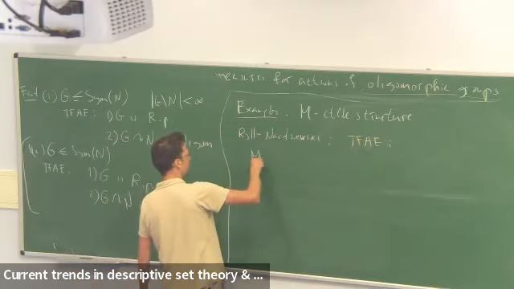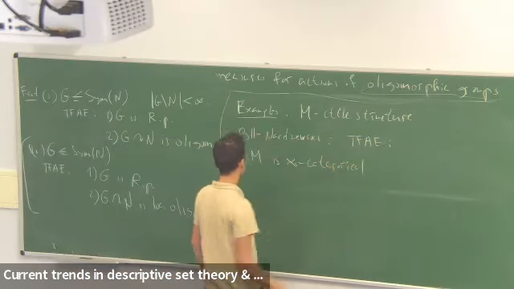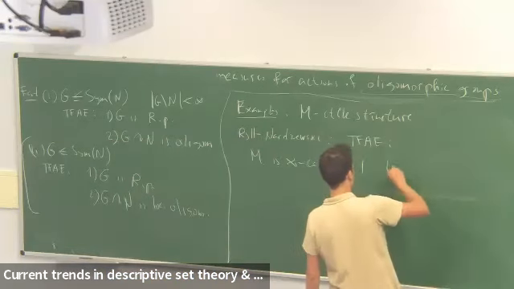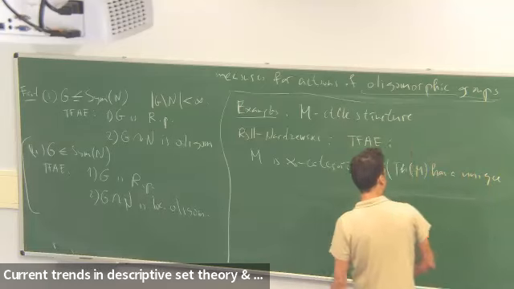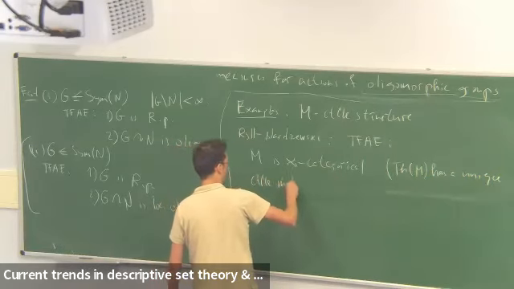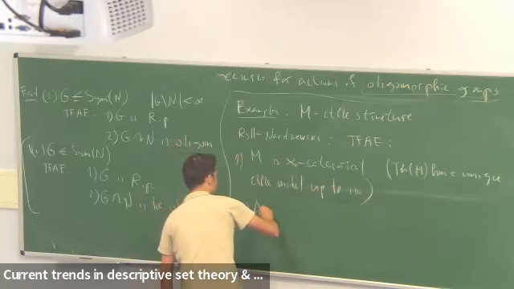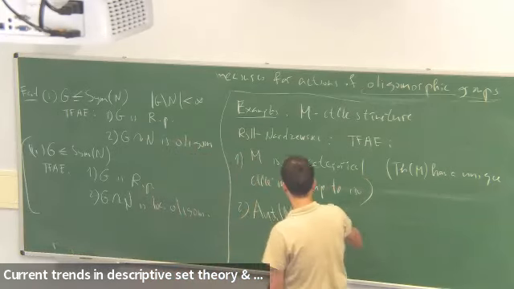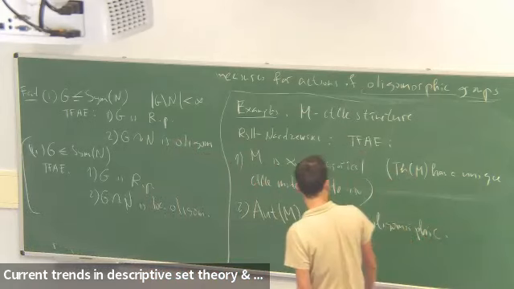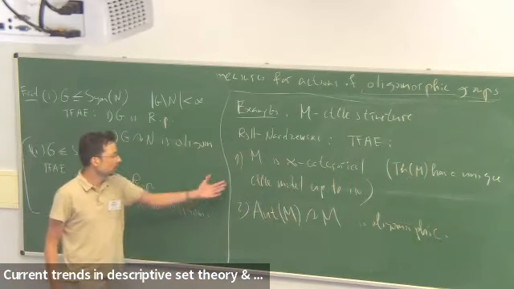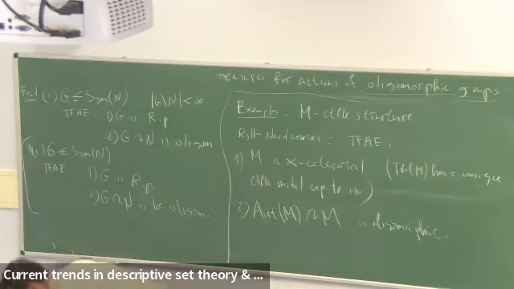One, M is Aleph-zero categorical. This is a slight abuse of language; it means the first order theory of M has a unique countable model up to isomorphism. Two, the automorphism group, the permutation group acting on M, is oligomorphic. So this is, if you want, the main source of examples by this theorem. It is the only source of examples, but somehow it allows you to do a lot of things.